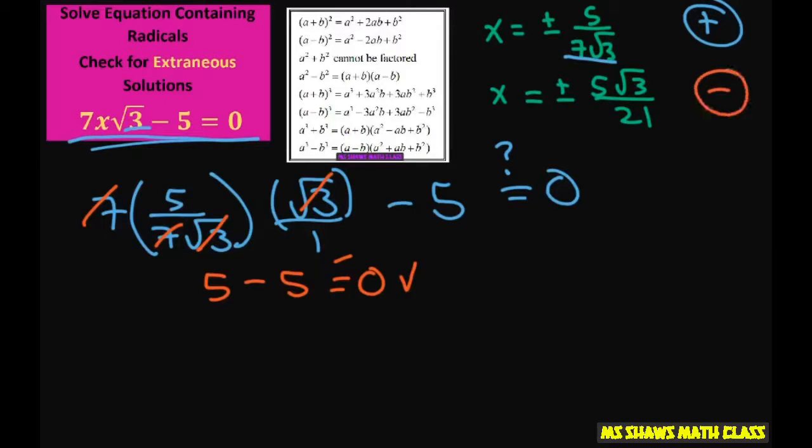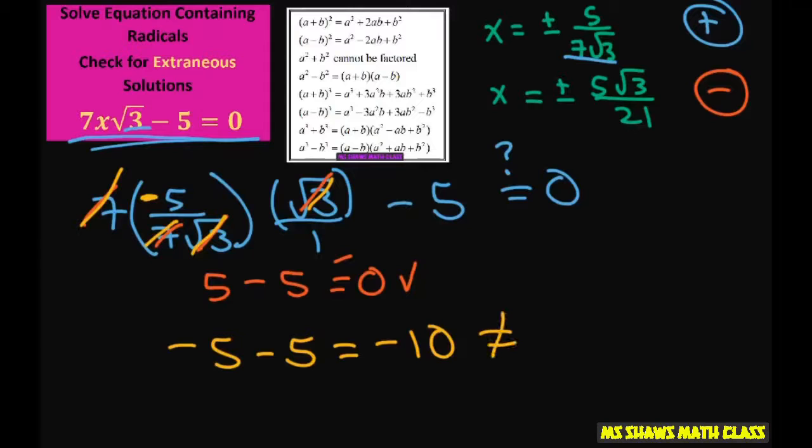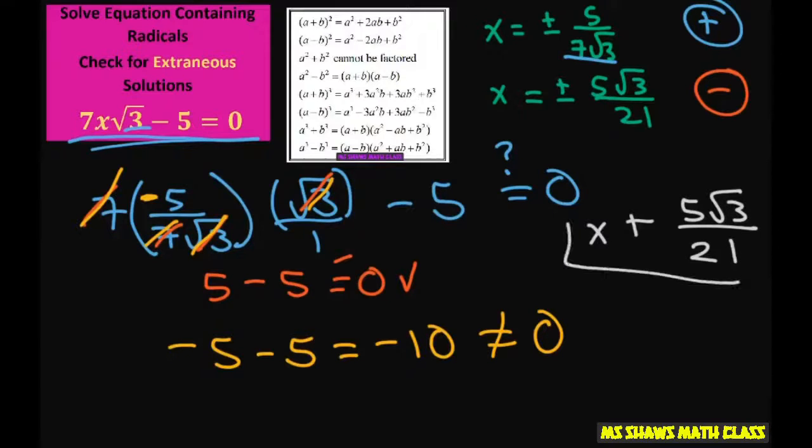Let's try the negative. Now what I usually do with the negatives, when you have the plus and minus, I go ahead and put the negative in there, because it works out that way. That these will still cancel. These cancel. So we're going to get negative 5 minus 5 equals negative 10, which does not equal 0. So the only solution I have is the positive 5 square root of 3 divided by 21. And that is your x.